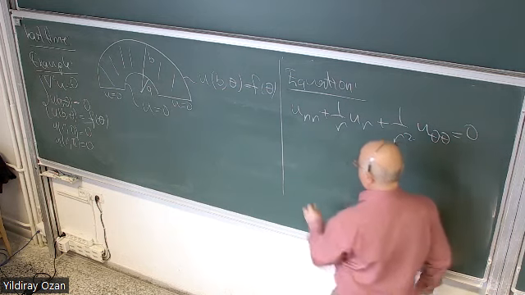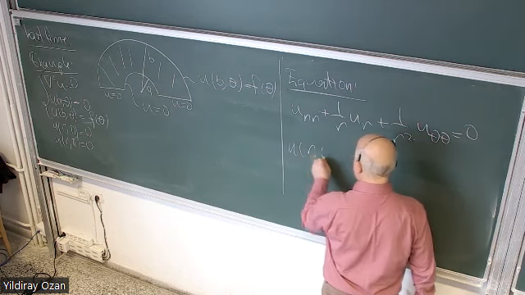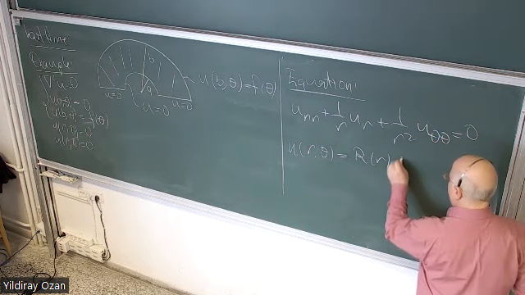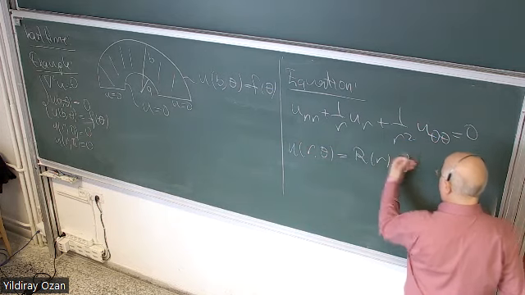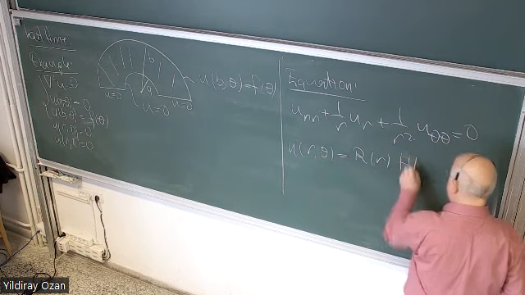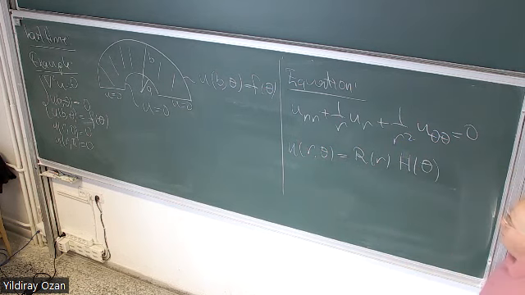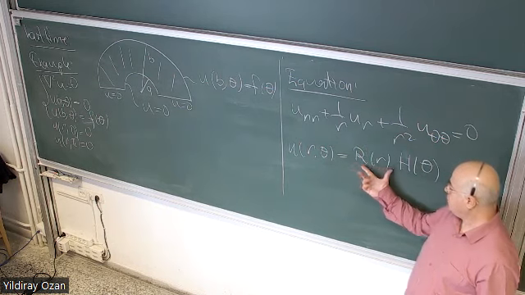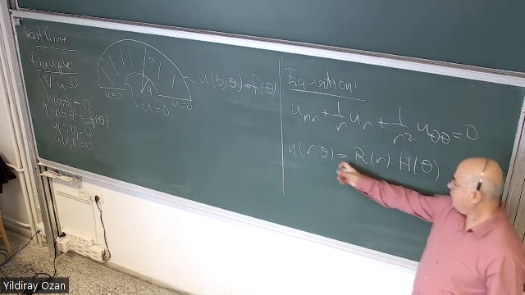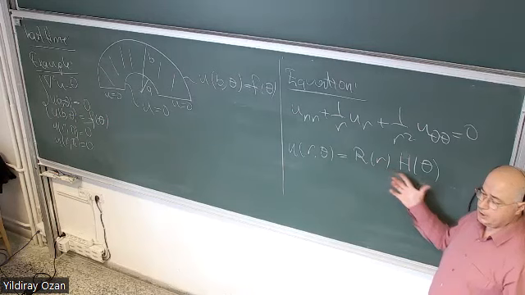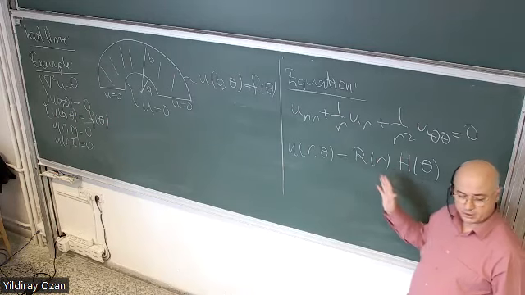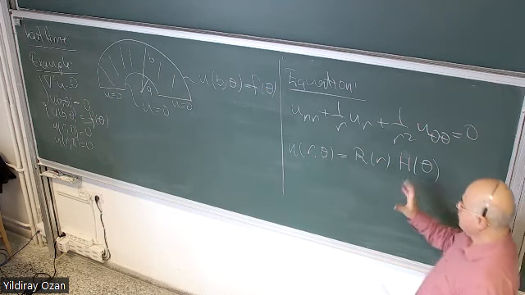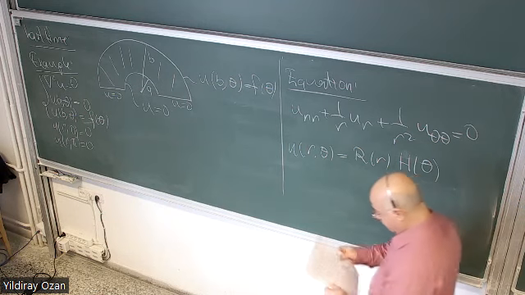Again, we use the method of separation of variables. So we write u equals R times H, I guess, right? So we are looking for solutions of this equation where the function u can be written like this. So the variables r and theta are separated in multiplicative form.